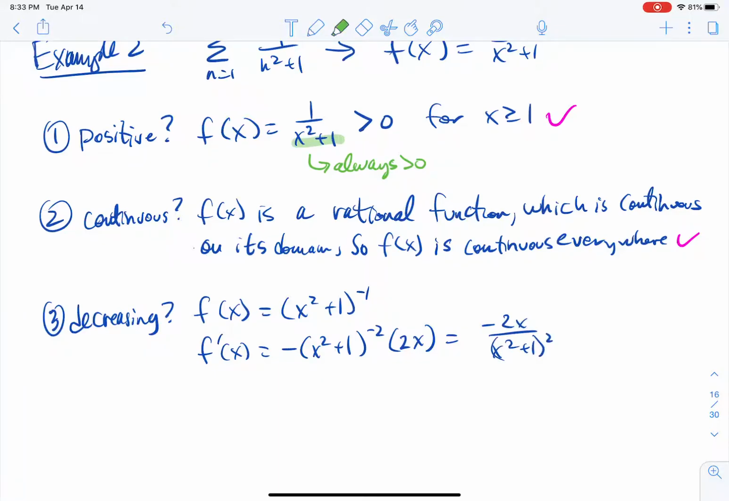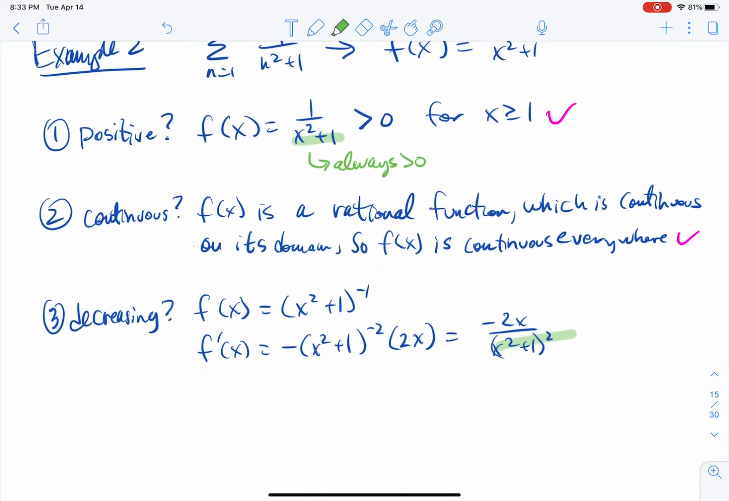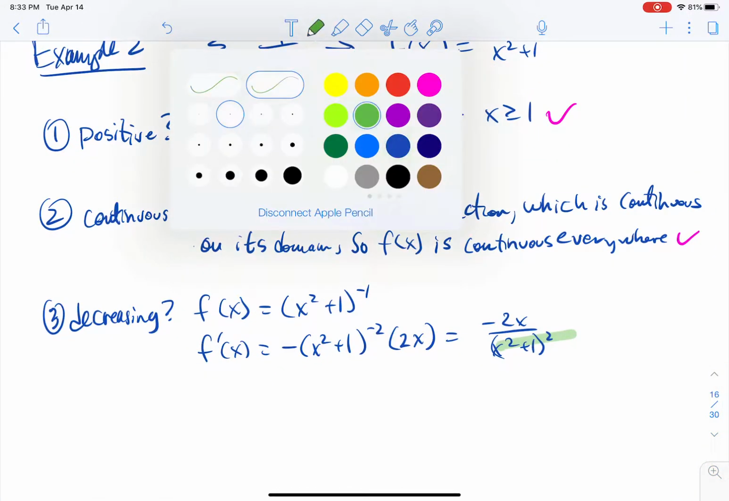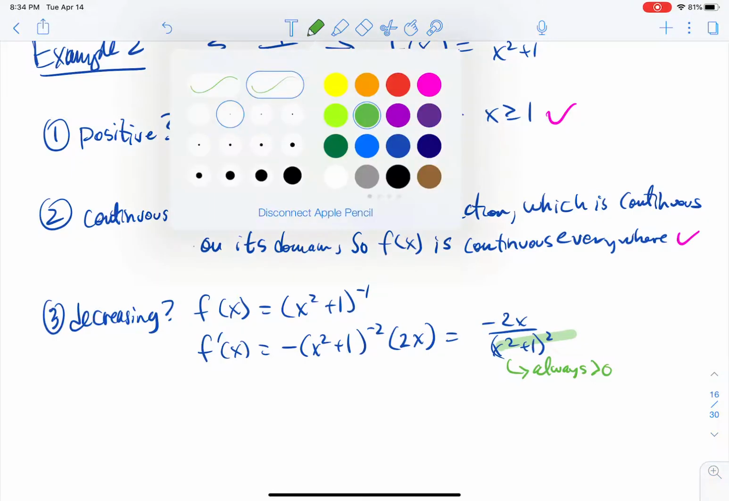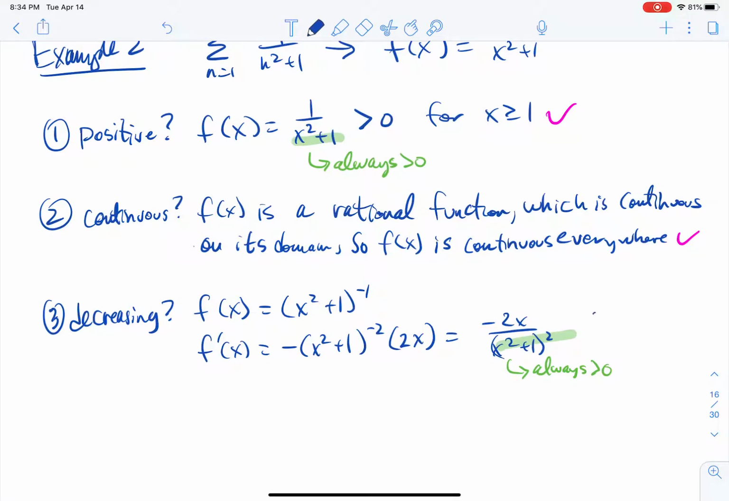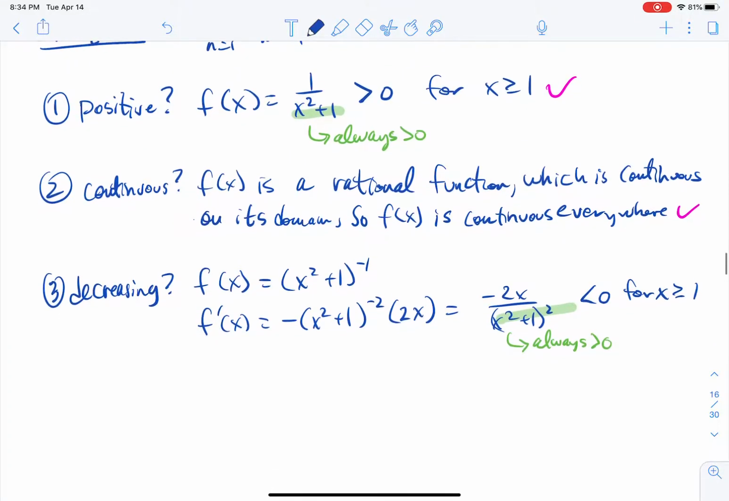Okay, as we talked about before, the bottom there is always positive. The only thing that really matters is the top. Remember that we're sticking in numbers for x that are greater than or equal to 1, and we're multiplying that by a negative 2. So no matter what, this is going to be less than 0 for x greater than or equal to 1. Yep, there we go. So what does that mean? That means our function must be decreasing.